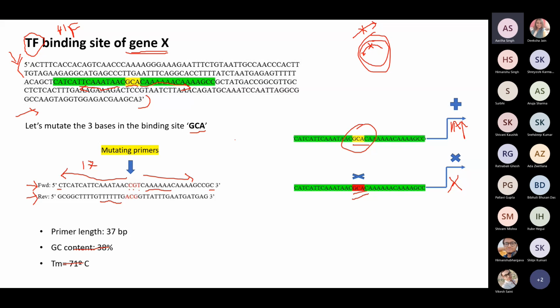And what are the other factors? Just take 15 to 17 nucleotides on each side. Try to keep the starting and ending nucleotides as G or C because it promotes binding with triple bonding.